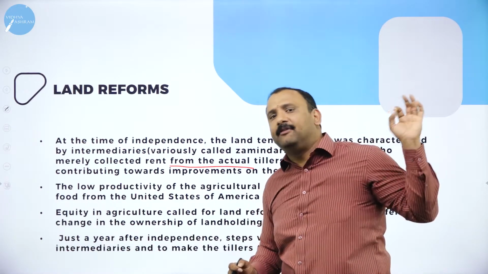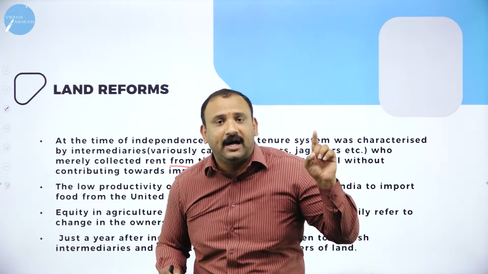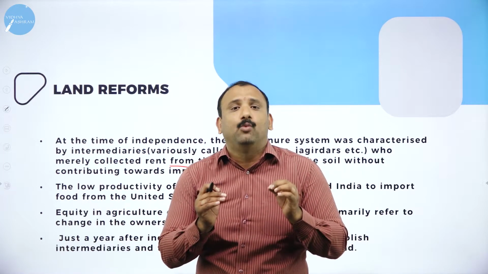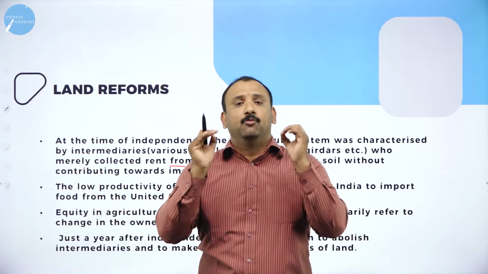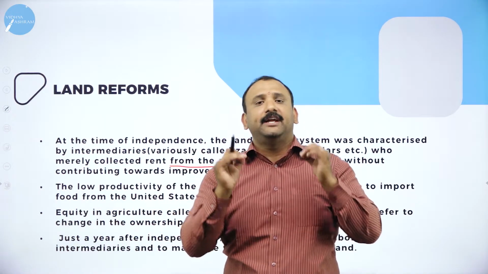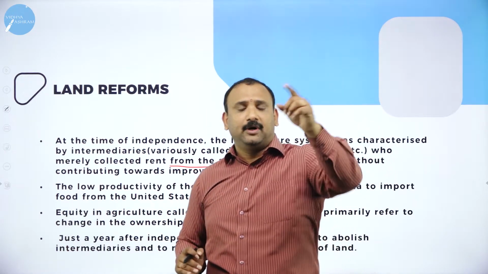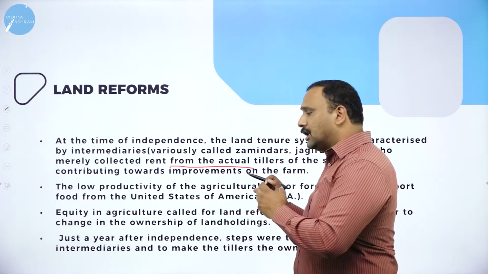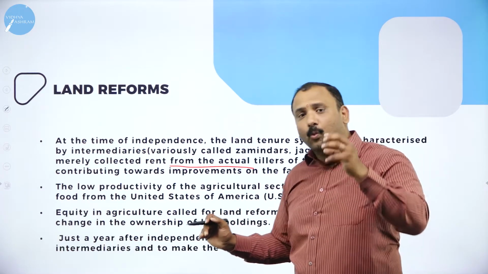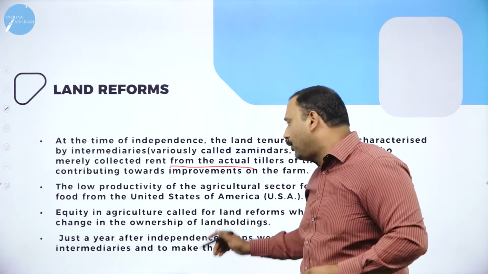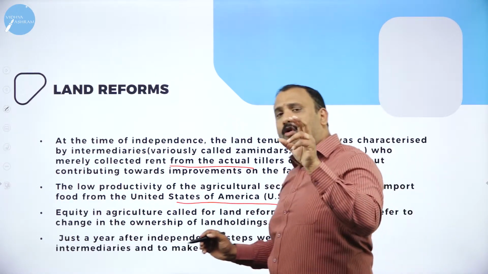We wanted to take away that zamindari system, what the Britishers had done to our farmers, had done to our system altogether, and we wanted to give each and every farmer the ownership of the land. We wanted every farmer to enjoy the rights of his land. We wanted every farmer to enjoy the benefits of his hard work that he has put in terms of production. The low productivity in the agricultural sector actually forced India to import food from the United States of America. So equity in agriculture called for land reforms.